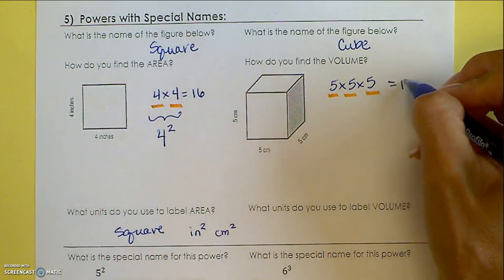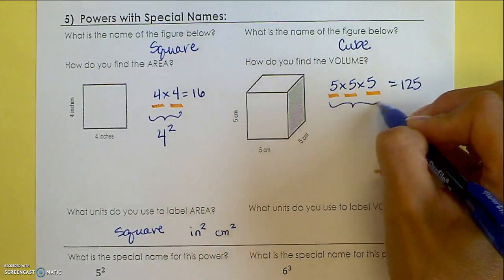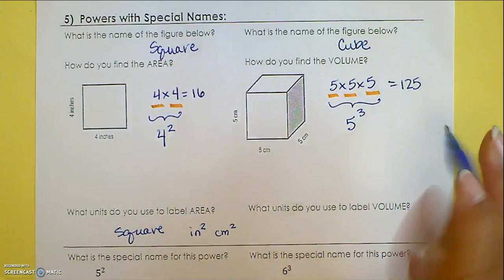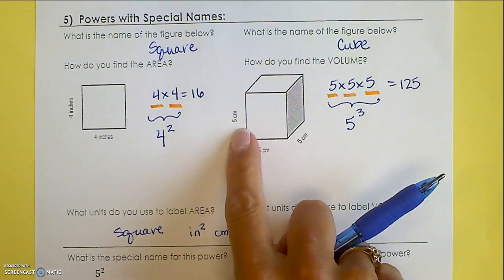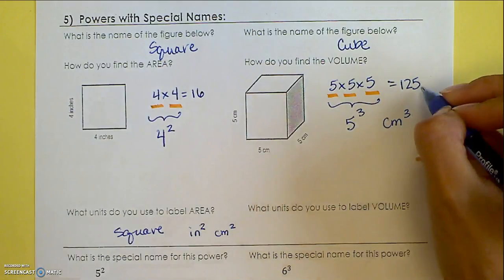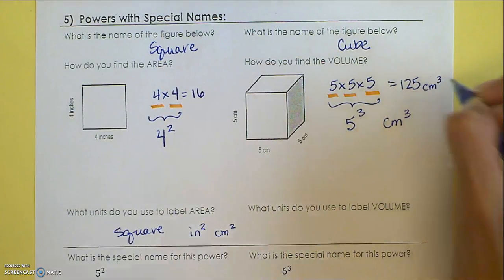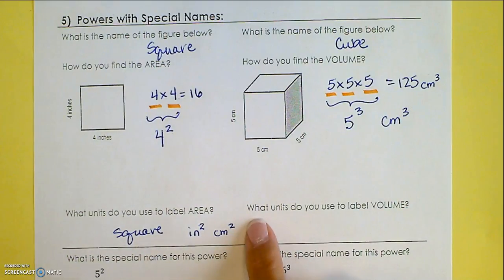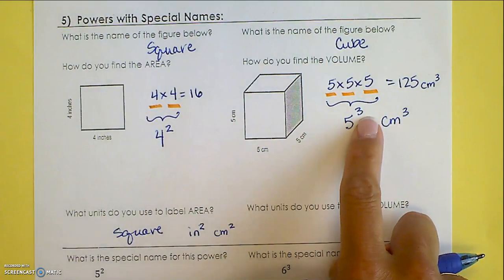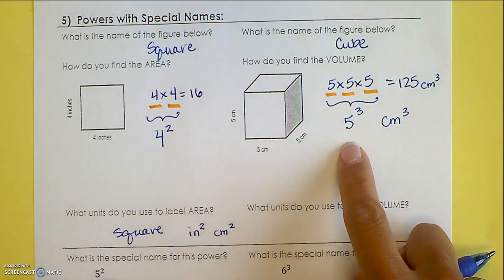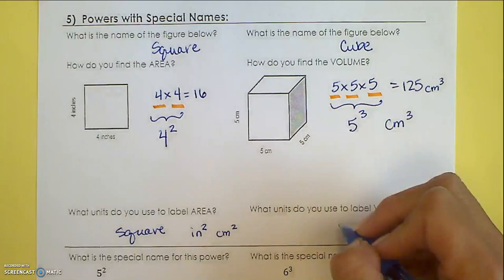So yes, the answer is 125, but this is the same as 5 to the third. And because these are centimeters, this would be centimeters cubed. So it would be 125 centimeters cubed, or they might say cubic centimeters. So a lot of times if you see something to the third power, you might not say 5 to the third power. You would just say 5 cubed or cubic.